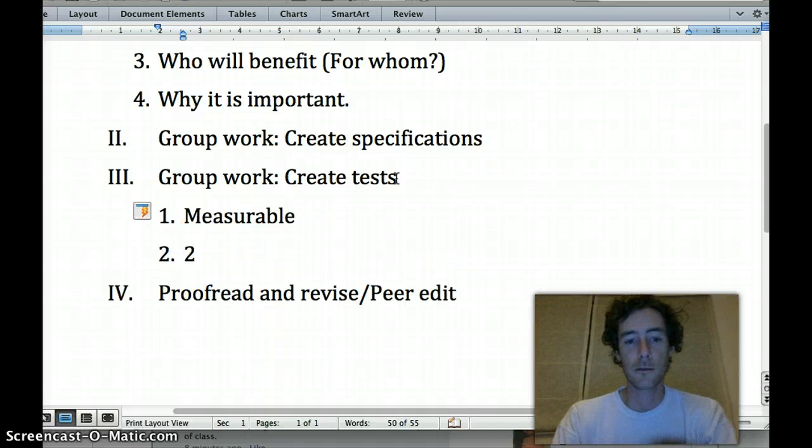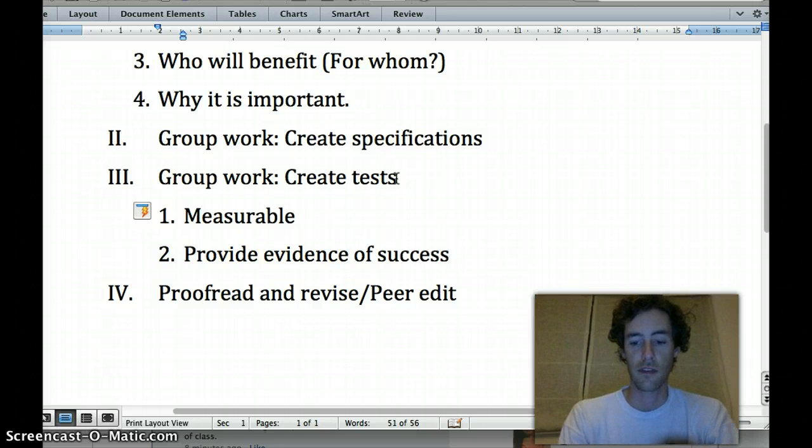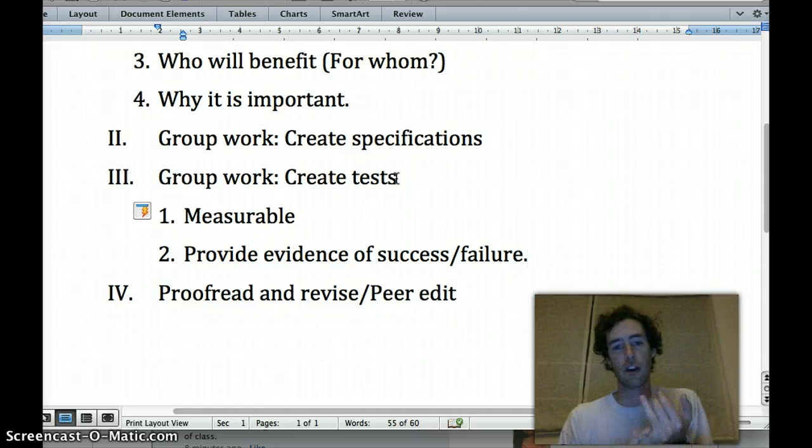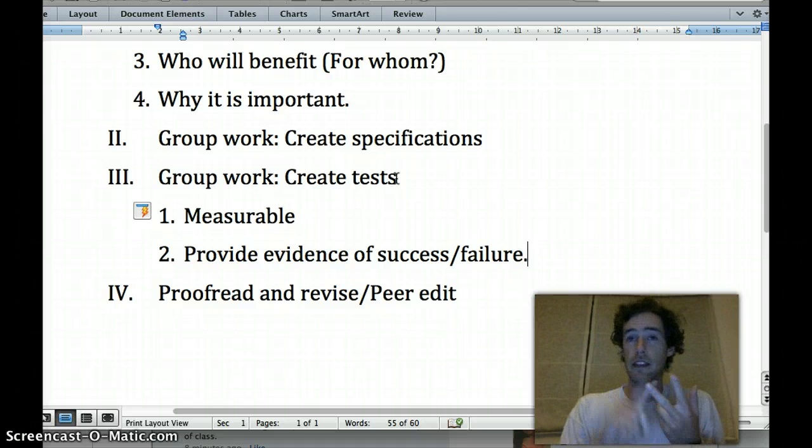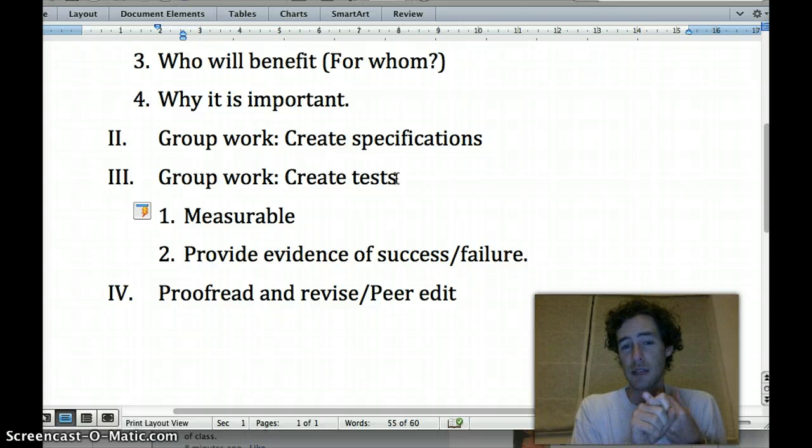And then number 2, you should be able to provide evidence of success or failure. Okay? Whether that's taking a photograph, taking a video, if it is the case that you take some kind of survey, you're going to provide those survey results.